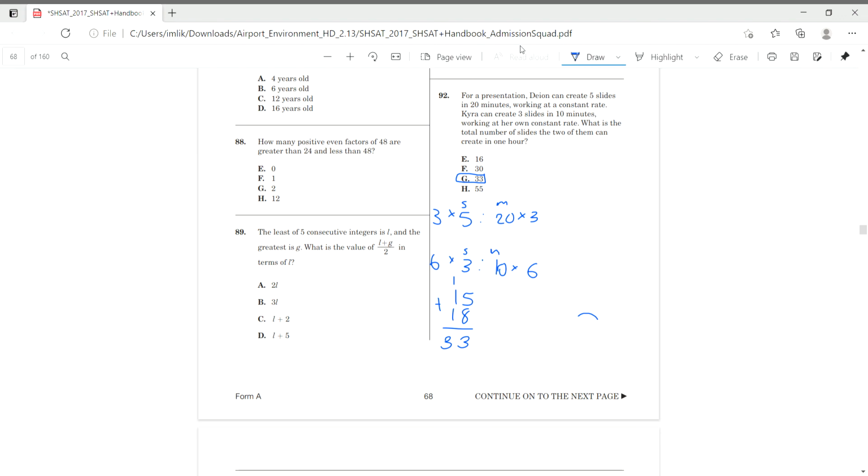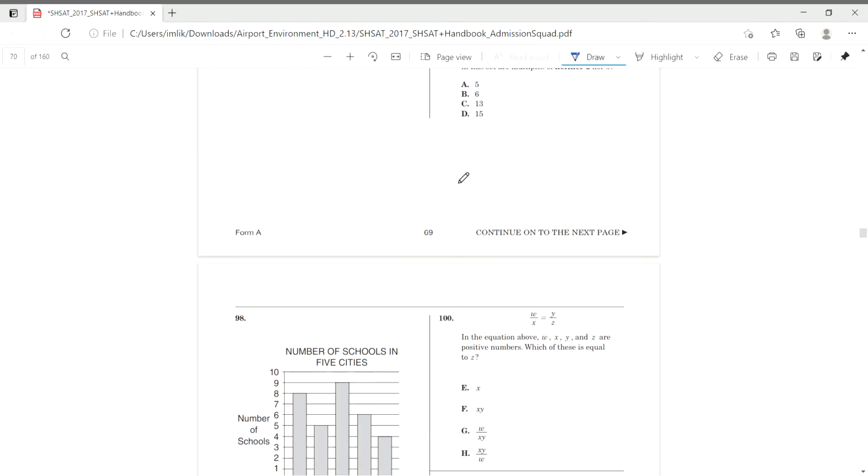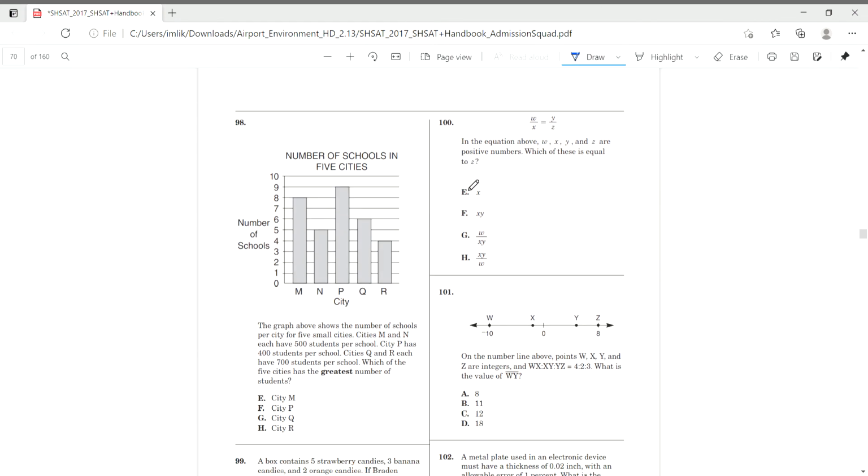Moving on to 100, which is right here. In the equation above, W, X, Y, and Z are positive numbers. Which of these are equal to Z? So you have W is equal to Y over Z over X. We've done this before a lot of times. We have to cross multiply in order to put it in terms of Z.